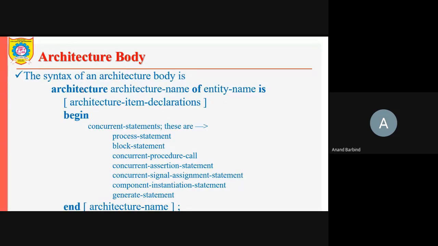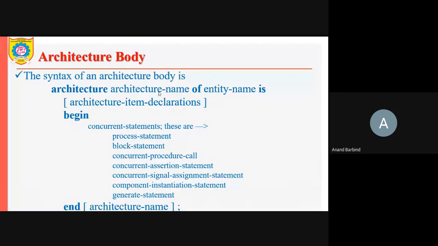So the syntax of the architecture is like this: architecture. So this is the keyword. So you have to use this particular keyword as it is. The words in bold, they are all keywords. That means you need to use this particular keyword as it is. Okay, so architecture, then you have to give some name to this particular architecture.